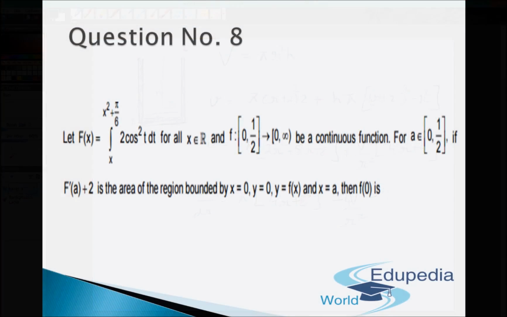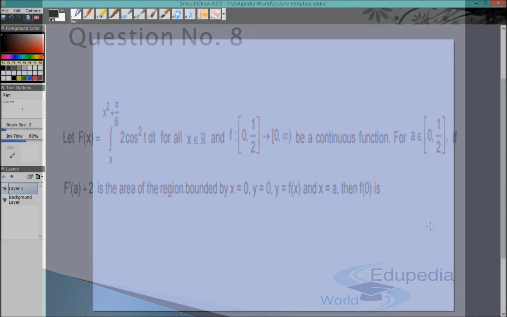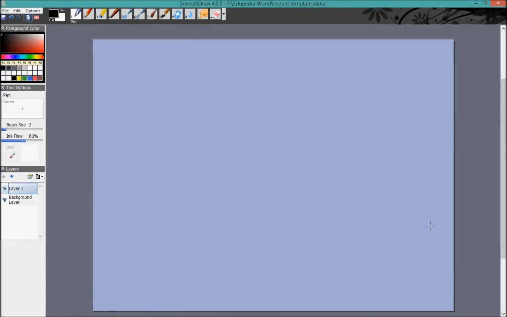Let's look at the next question. We are given f(x) is equal to the integral of, I'll just write it down, f of x equals the integral from x to x squared plus pi by 6 of cos squared t dt. Right? So let's just solve it first a little bit. Let's just simplify it first. Then I'm sure you've understood which question I'm talking about now.